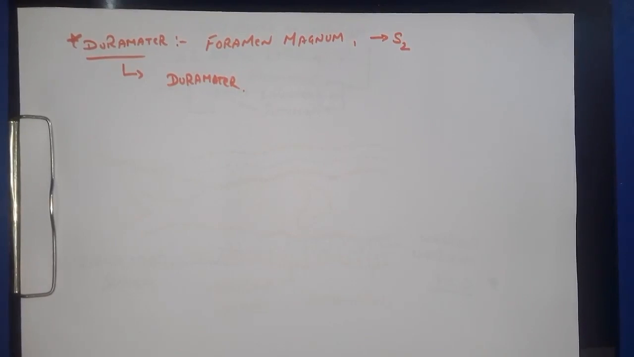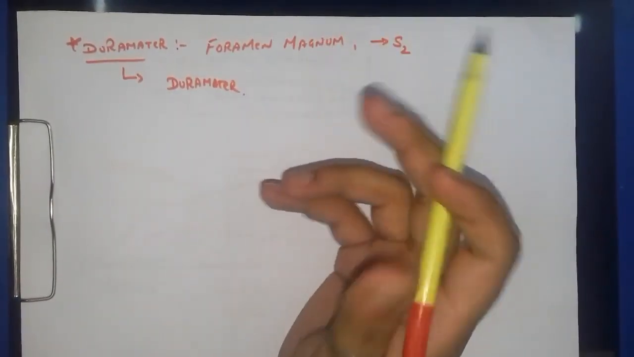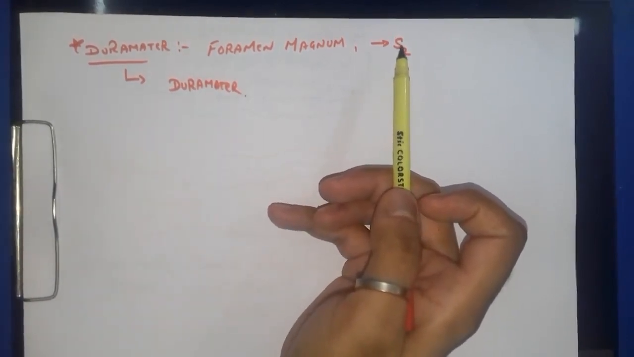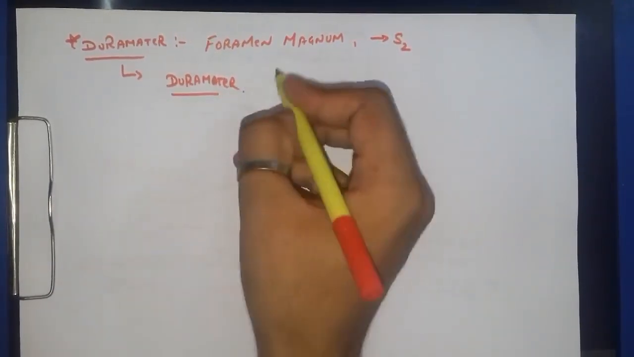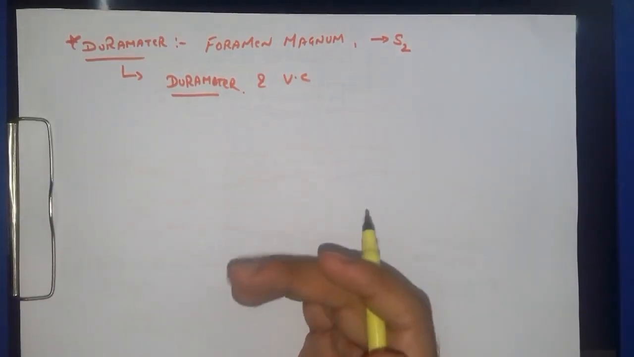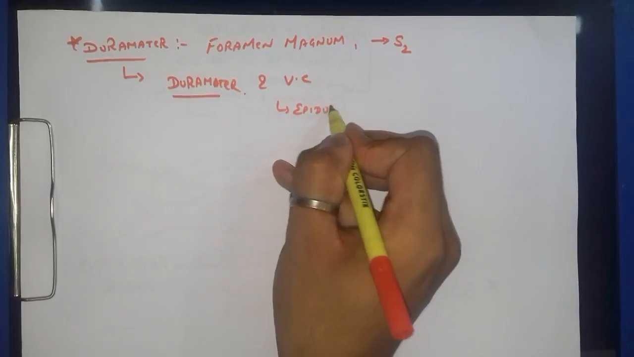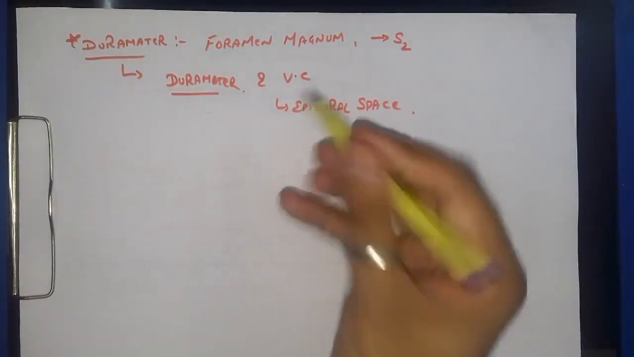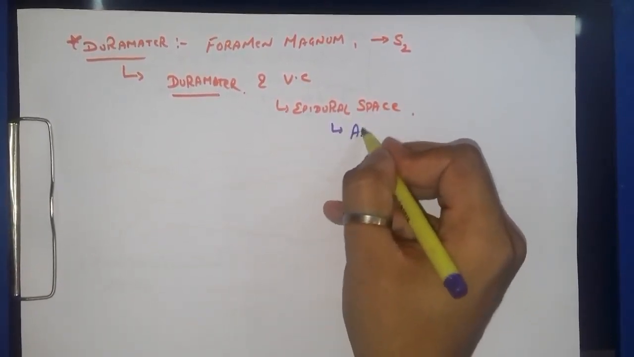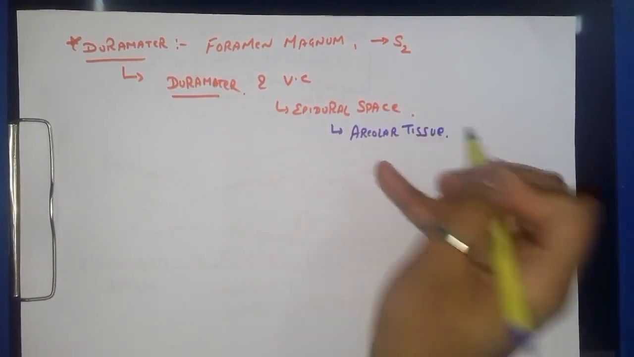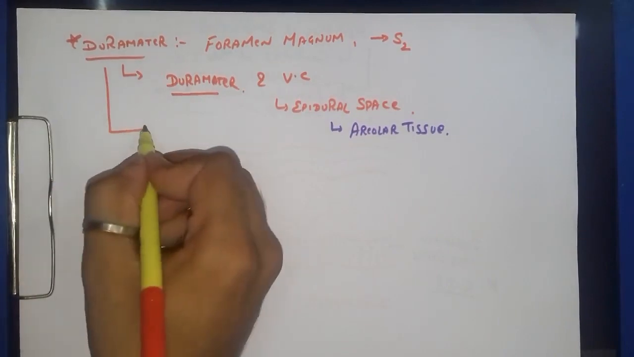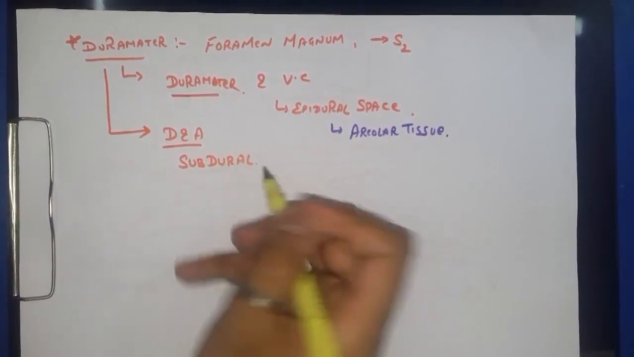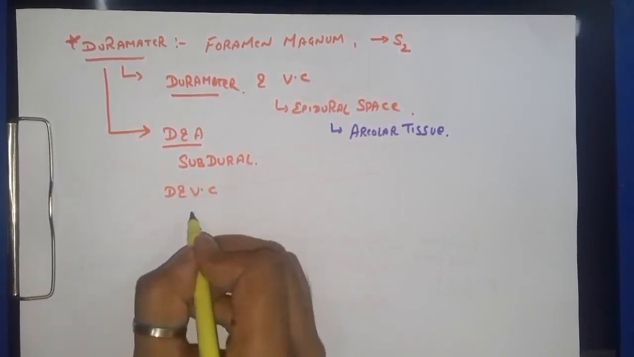So now firstly, coming on to the dura mater. This covering continues from the foramen magnum, a large hole in the suboccipital part of the human skull, and reaches up to the S2 level of the vertebral column. The space between the dura mater and the vertebral column, which later on in the diagram I'll explain, is called the epidural space. This space mainly consists of areolar tissue. This thing must not be confused: the space between dura and arachnoid is called subdural, whereas in between dura and vertebral column is epidural.